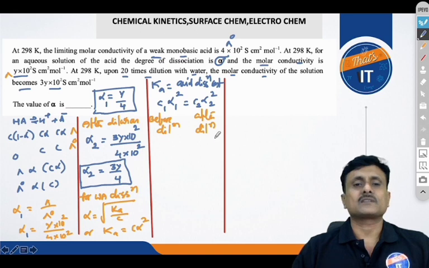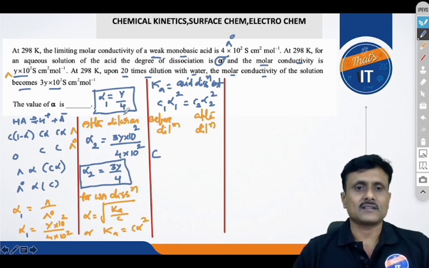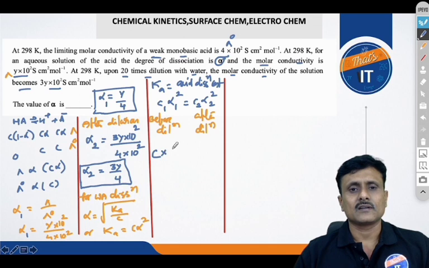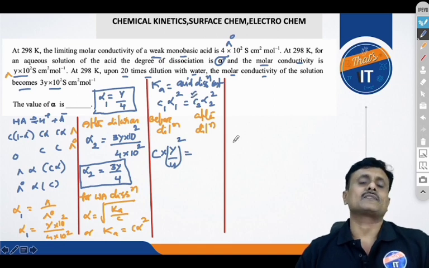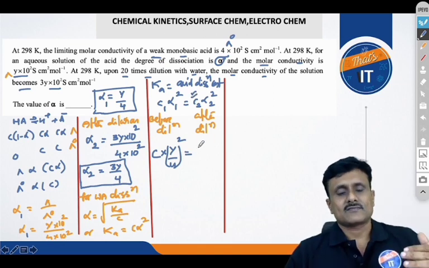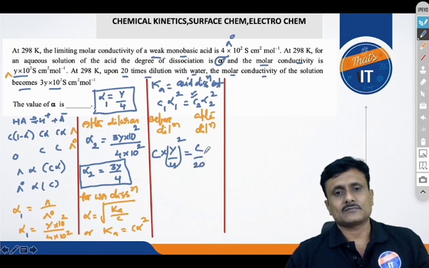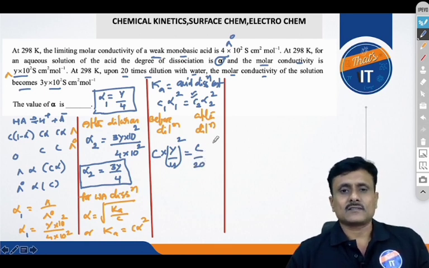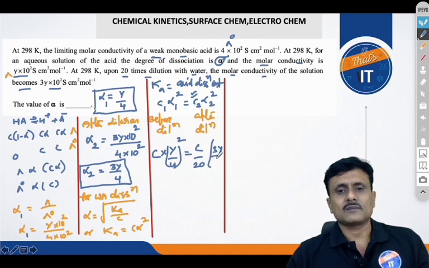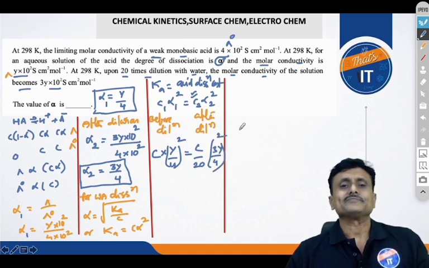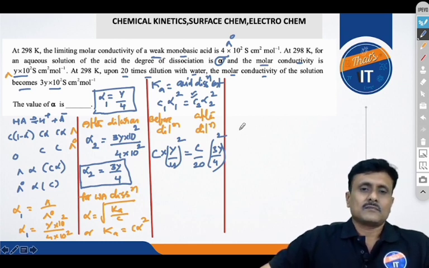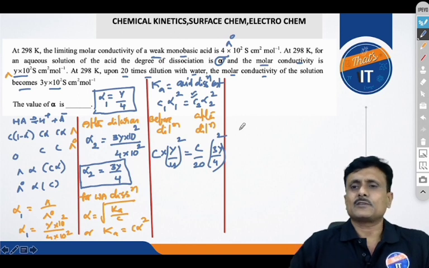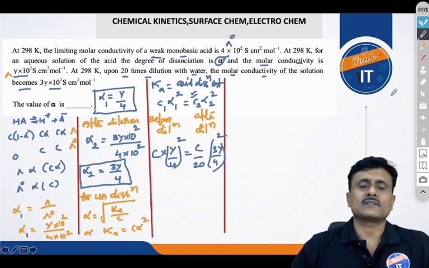Since we have assumed the initial concentration as C, and the alpha 1 value is Y by 4 whole square, the concentration of the solution after dilution will become 20 times less than the initial value, into alpha 2, that is 3Y by 4 whole square, isn't it? Now we got the values, you have to substitute for the alpha values.